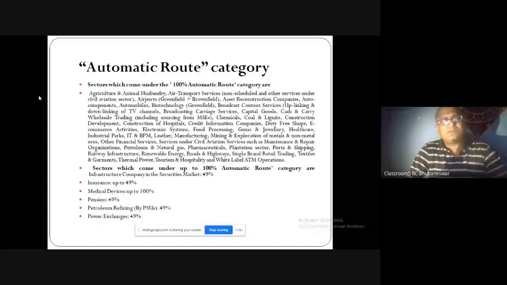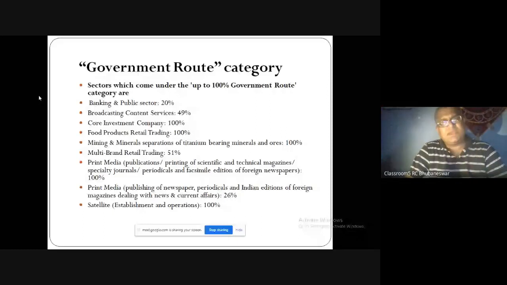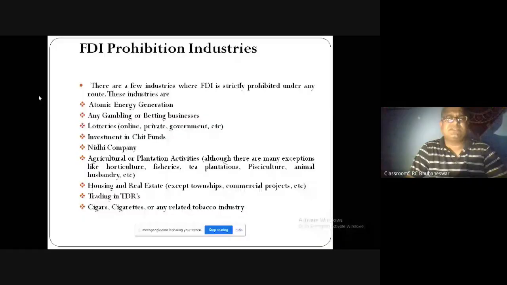But another category is the government route category. Under this government route category, some of the public sector banking, that is 20%, investment companies 100%, and food product retailing 100%. These are some of the other government route categories. These can range from 100% down to 20%. The government also presently has FDI prohibition for some industries. What are the industries that are prohibited?